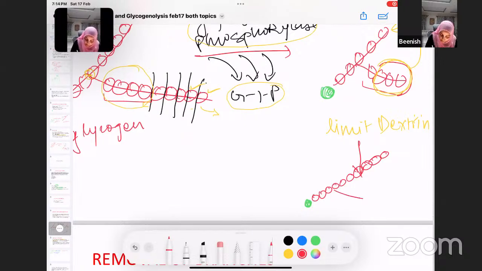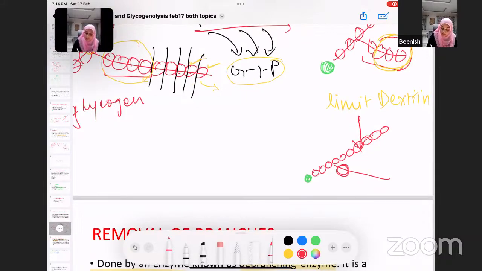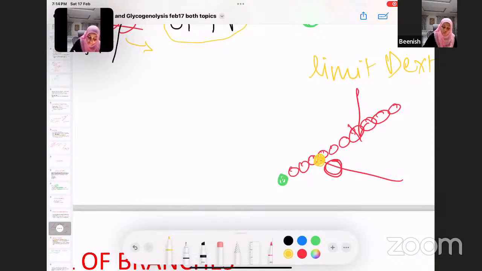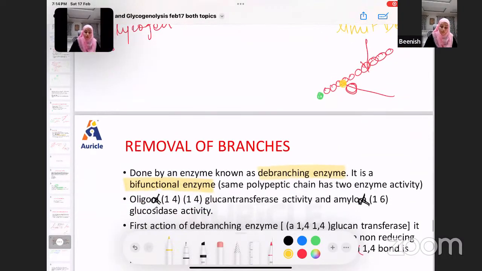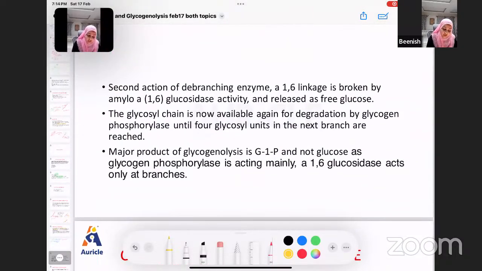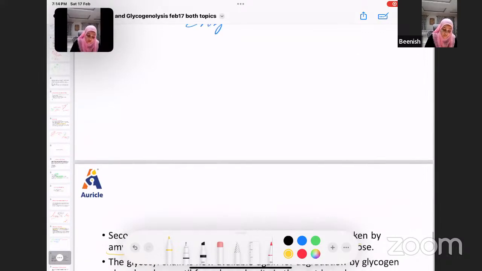And now what are you left with? You're just left with one glucose here. But the branching point is still intact. So this was the first action of your debranching enzyme. Now the second action of the debranching enzyme is that the alpha 1,6 linkage, that is the branch point, is broken. This is done by amylo alpha 1,6 glucosidase activity and released as free glucose.